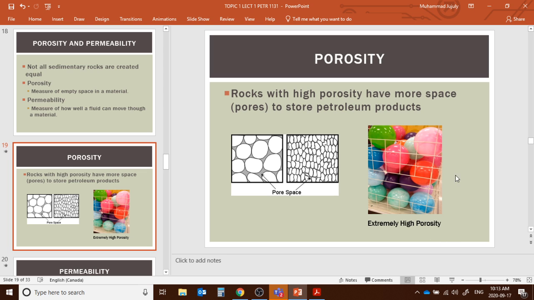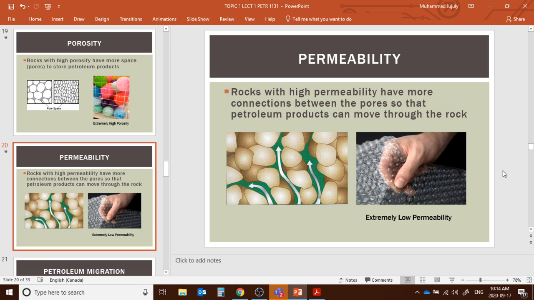For instance, if you go to McDonald's or any kids section, you'll find there are lots of balls and balloons in there. Just imagine these are like the grains of sand. From the inside, the water or any other materials can go and channel through. So that's how we call it highly porous.